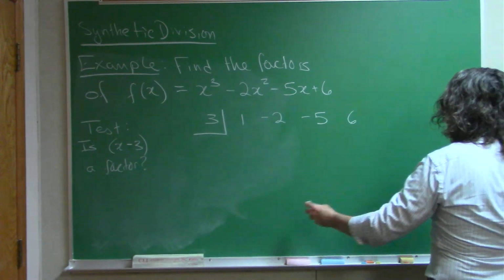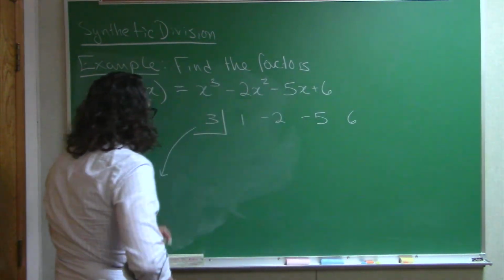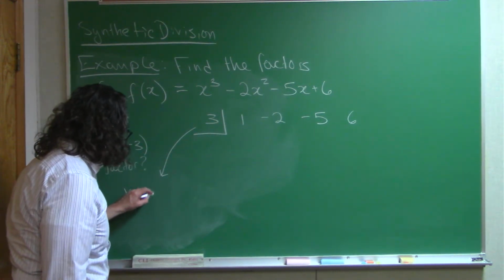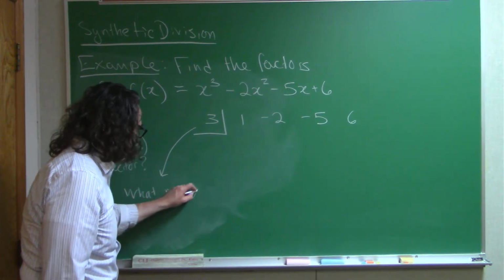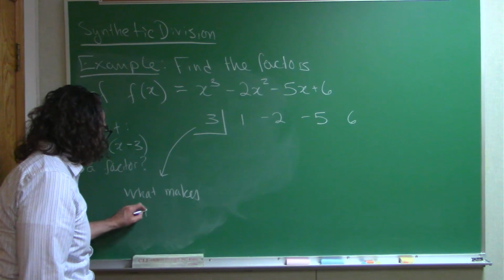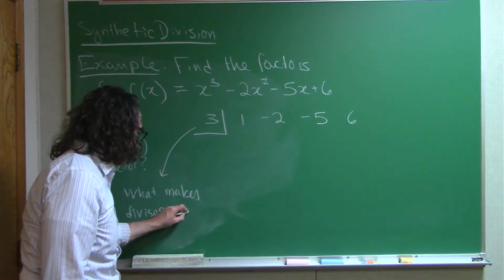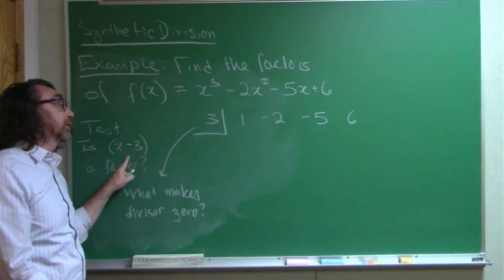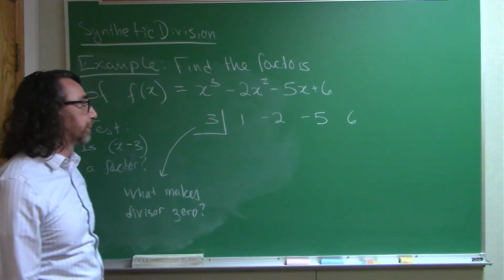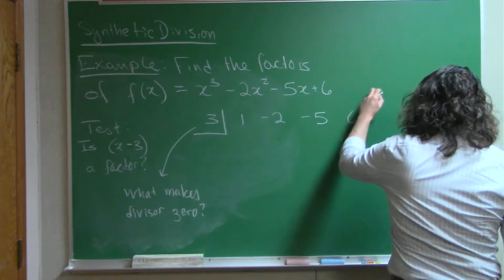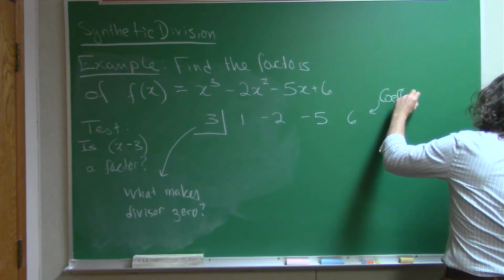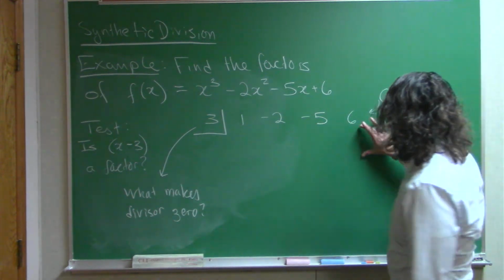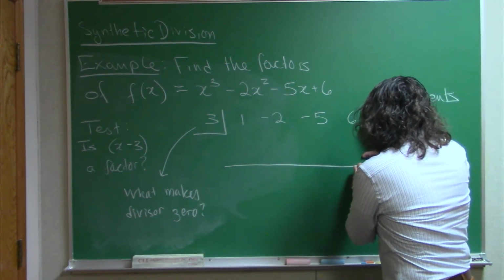Okay, so we got a number here in a notch. What goes in that notch? Well, answer this question. What makes the divisor 0? So we're testing x minus 3. What makes that 0? x equals 3. So that goes in the notch. On this line, we've got the coefficients of our polynomial. Give me a blank line right there and draw a line underneath it.